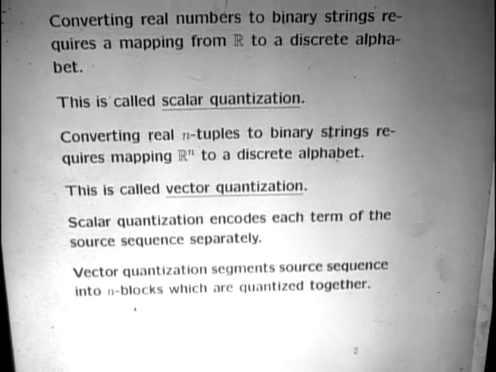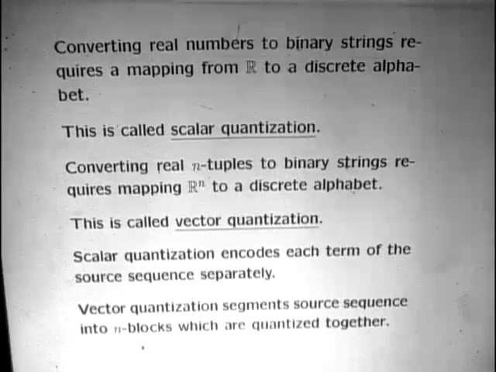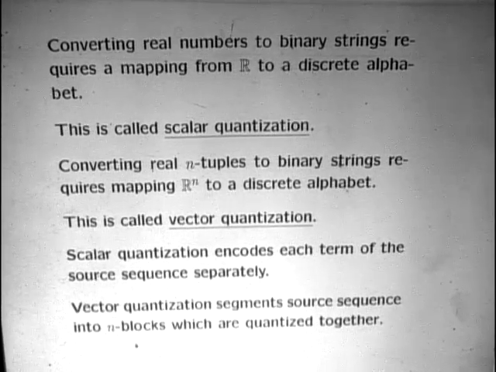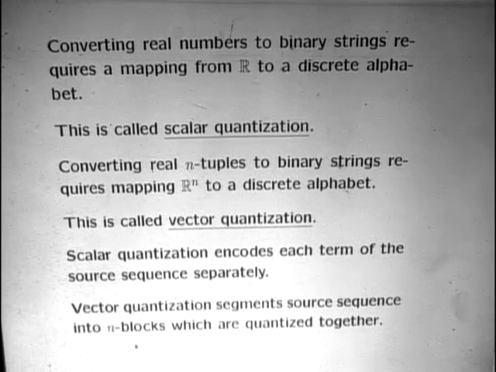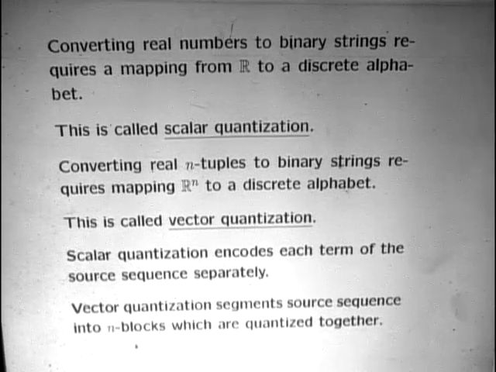So when you convert real numbers to binary strings, you need a mapping from the set of real numbers to a discrete alphabet. And we're typically going to have a mapping from the set of real numbers into a finite discrete alphabet. Now, what's the first obvious thing that you notice when you have a mapping that goes from an infinite set of things into a finite set of things?